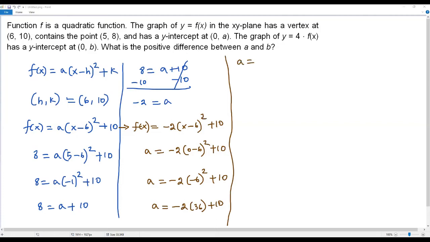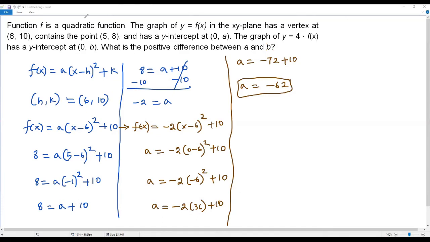Then a equals negative 2 times 36, which is negative 72, plus 10. When I simplify this, I'm getting negative a equals negative 62. Okay, now we have to find the difference between a and b according to the question. I got the value of a, so the value of a is negative 62. Still I have to find the value of b so that I will be able to find the positive difference between a and b.